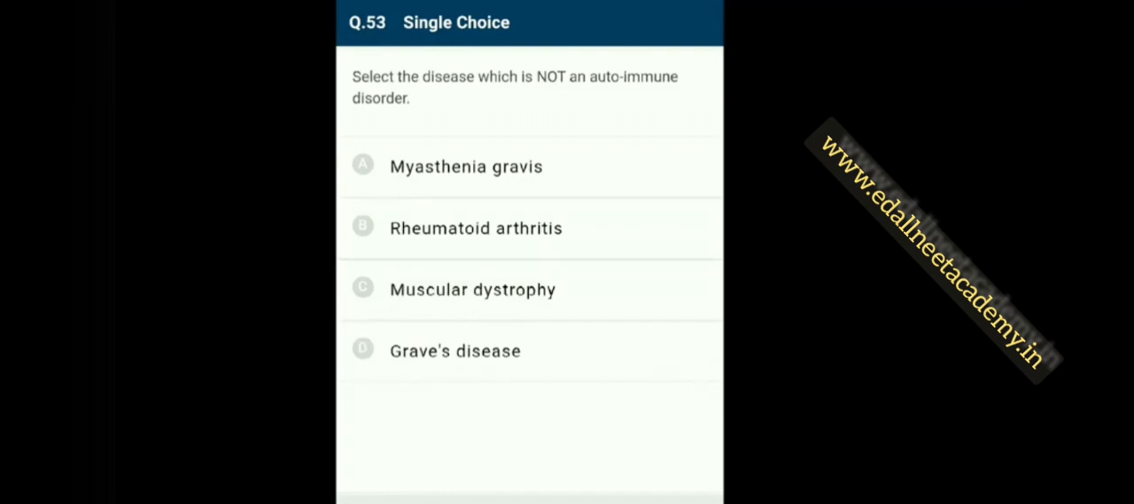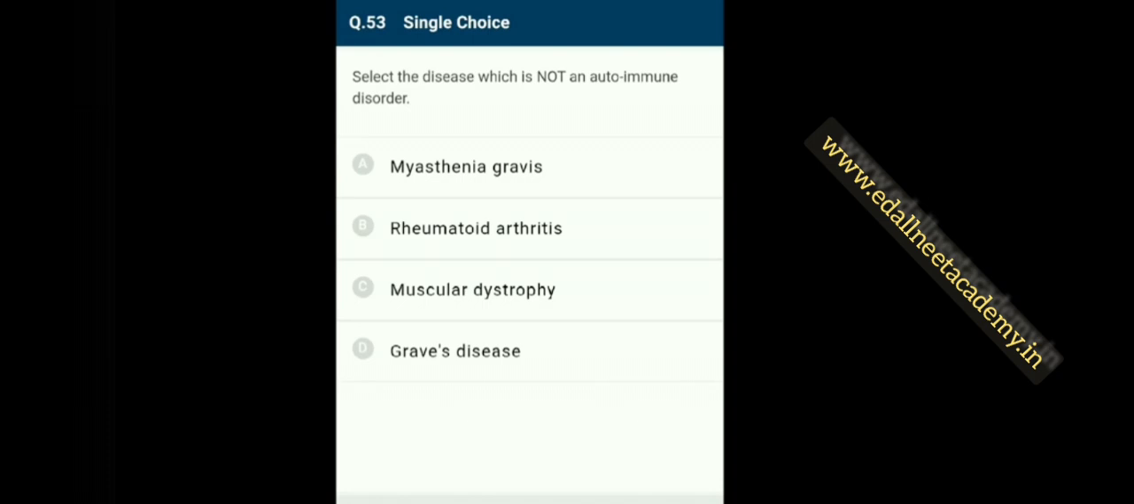A condition where the body's own immune system mistakenly attacks the body's cells or tissues is called an autoimmune disorder. Myasthenia gravis is a neuromuscular disorder where the skeletal muscles are weakened. Graves' disease is generally called hyperthyroidism, an overactive thyroid. Rheumatoid arthritis is generally called inflamed joints, a type of autoimmune disease.